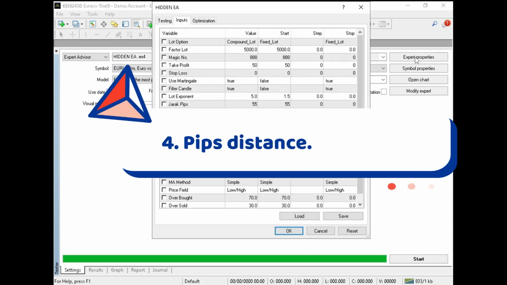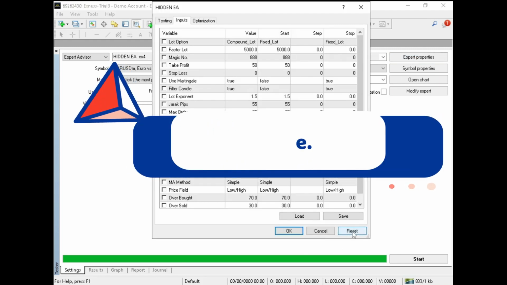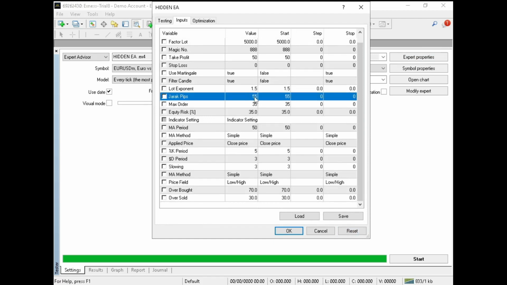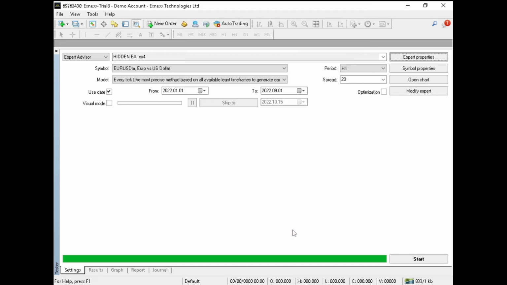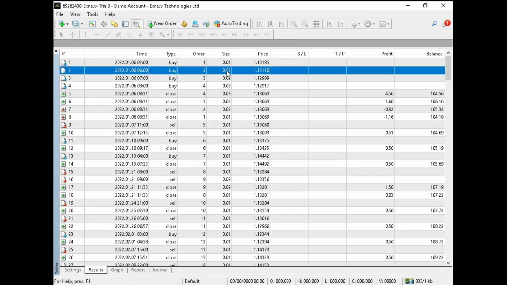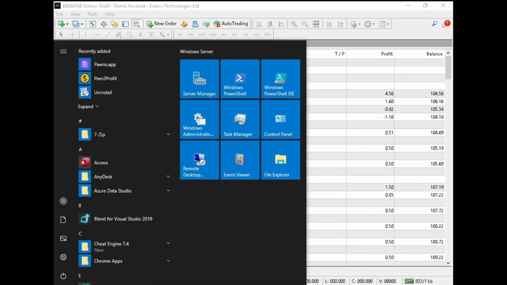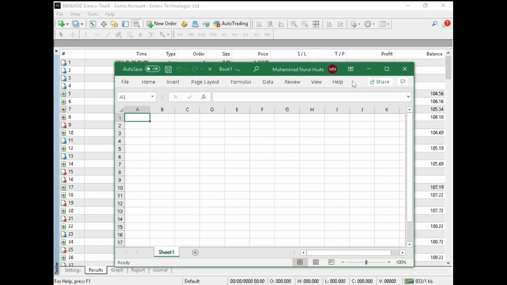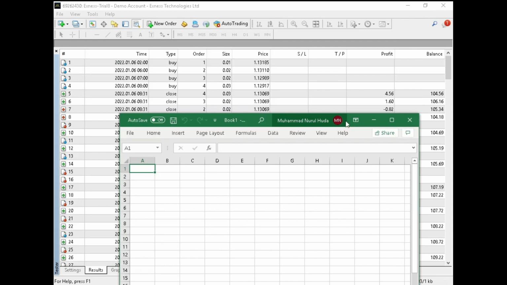4. Pips distance. Next is the pips distance. Pips distance is the distance to open the first and subsequent positions based on the specified pips. By default the pips distance is set at 55 points. Let's see the result. The first position was opened at a price of 1.13185, and the second position at the price of 1.13110. I'll try to calculate it in Excel. The result of the calculation for the 55-point pips distance setting is actually 75 points.